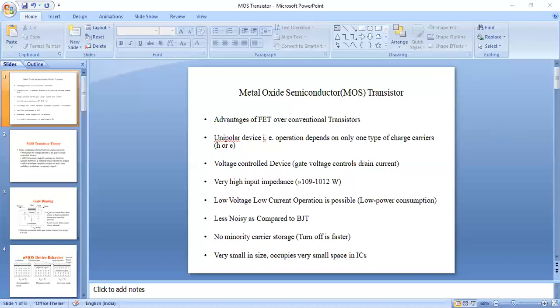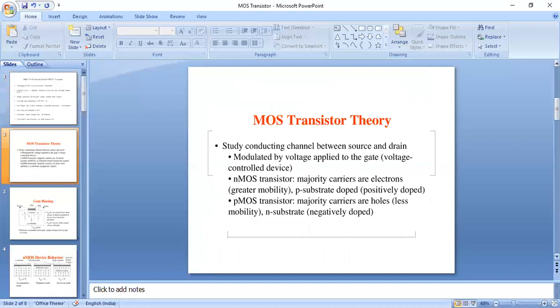Next, we'll move to the slide on MOS transistor theory. It covers the study of the conducting channel between source and drain: how the channel is created within the device and modulated by the voltage applied to the gate. As I said, it's a voltage control device, because we feed the voltage to the gate terminal, through which it controls the ID current. ID means the channel current.